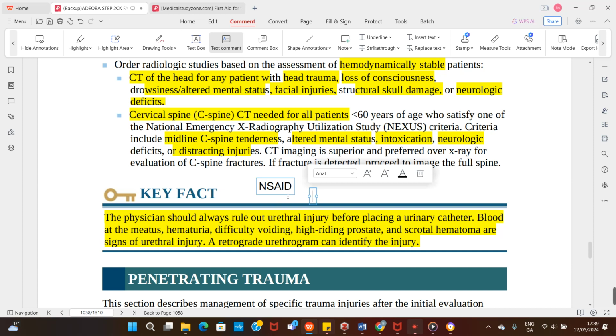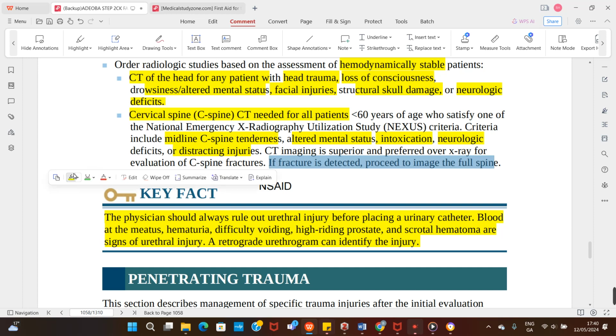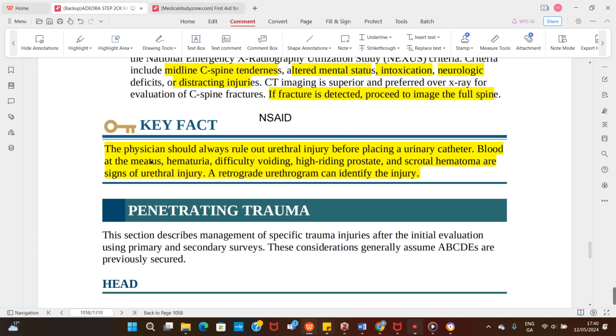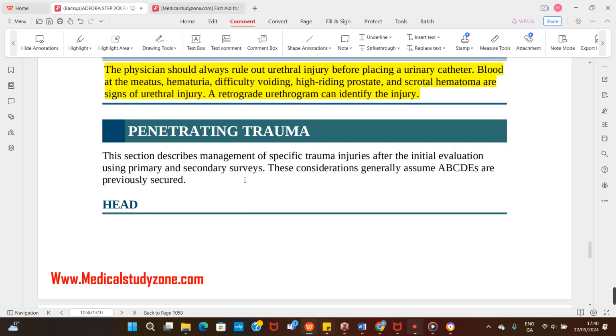If you do this and you're able to detect a fracture within the cervical spine, then you need to do full spine imaging afterwards. You need to do full spine imaging if you detect a fracture with your cervical spine CT. And just like I've mentioned, a patient with urethral injury, you must do a retrograde urethrogram first before any other thing.